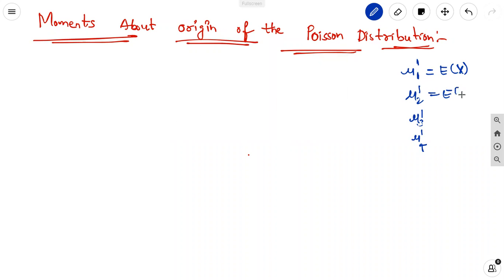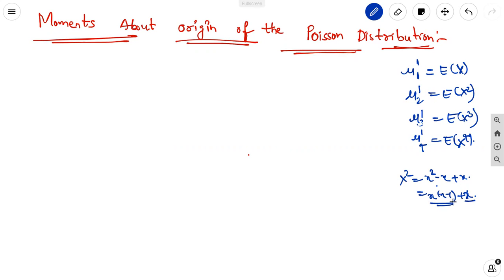Second moment is expectation of x square. Expectation of x cube is the third moment. Expectation of x power 4 is the fourth moment. Here, x square can be written as x square minus x plus x. In this, x is taken common: x into x minus 1 plus x. So we split it into two terms: one is x into x minus 1, another one is x.